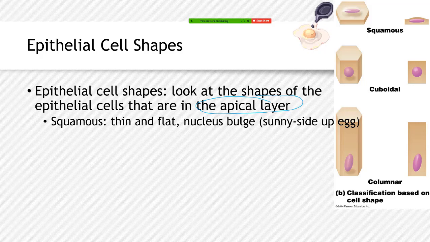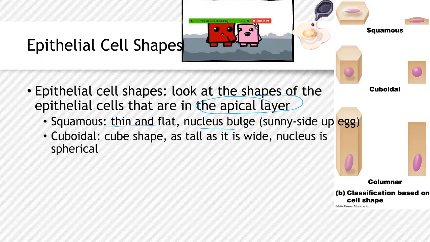So when we talk about squamous, these are thin and very flat. The nucleus tends to make the middle portion a little bit bulgy, like a sunny side egg up kind of thing. So if you take a look at it, it bulges a little bit over here, but it thins out on either side.